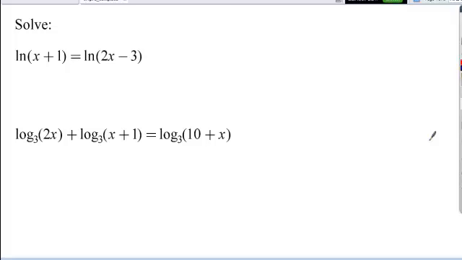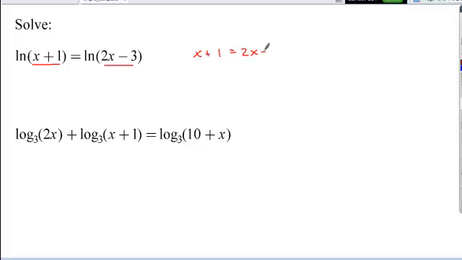Let's take a look at these two problems. The first one is set up in the same way that we did the example. You have two logs. They're set equal to each other, so right away we can just equate the values inside those logs. So x plus 1 has to equal 2x minus 3.